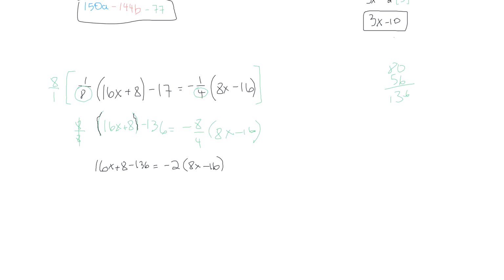On this side, I'll combine 8 minus 136. So 136 minus 8, and I keep the negative sign. Minus 128. So I have 16x minus 128 equals minus 16x. Negative 2 times negative 16 is positive 32.